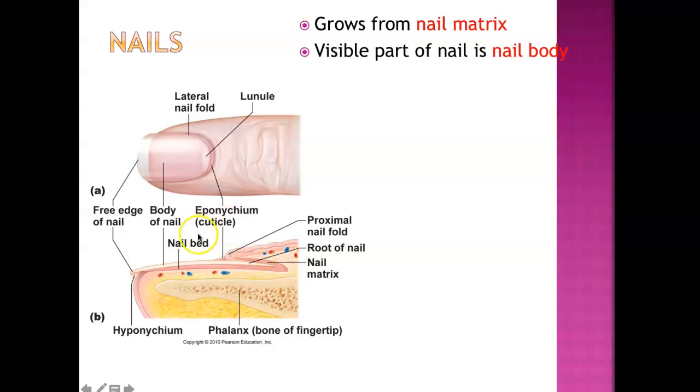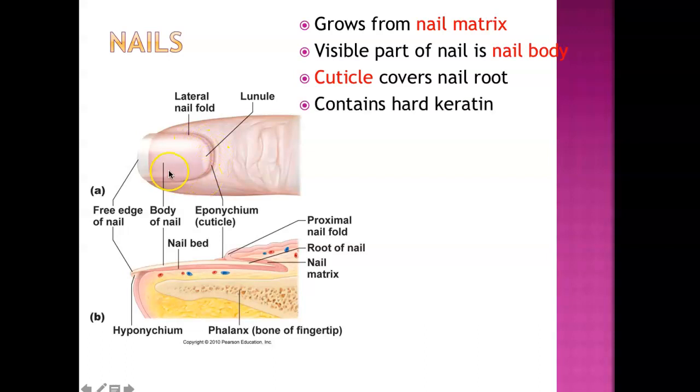The visible part of the nail is going to be the nail body, the body of the nail. The cuticle, everyone knows where their cuticle is. It's what covers and protects the nail root. The nail is also made of hard keratin, so that protein. So that's why keratin protein is so important.